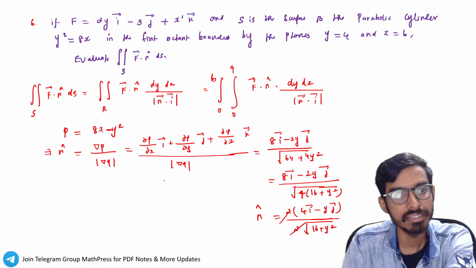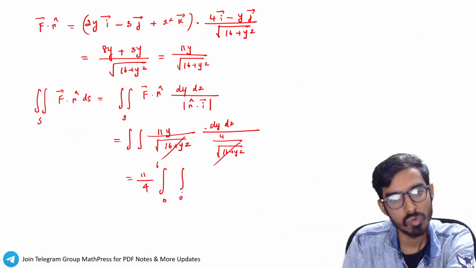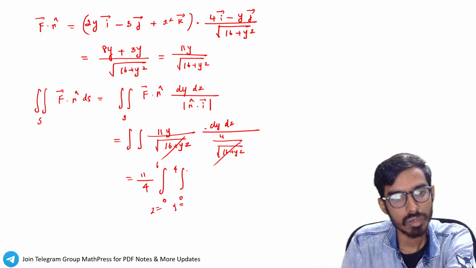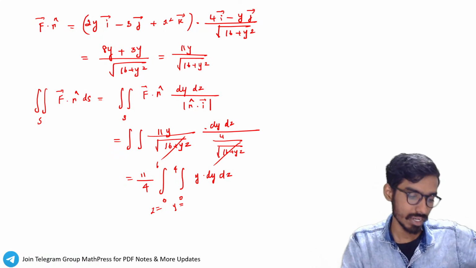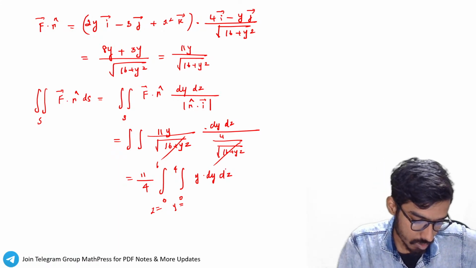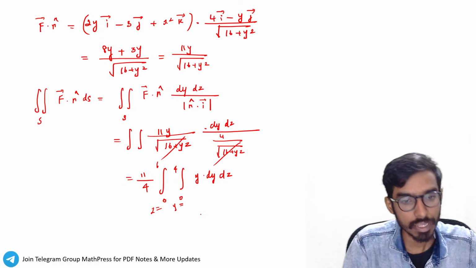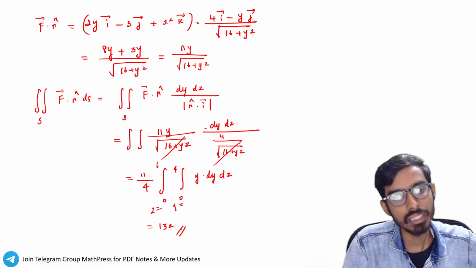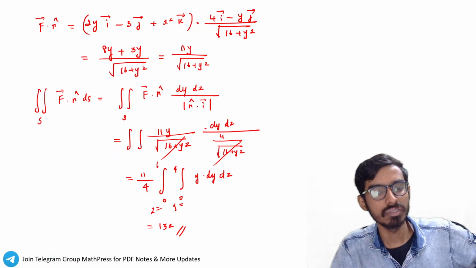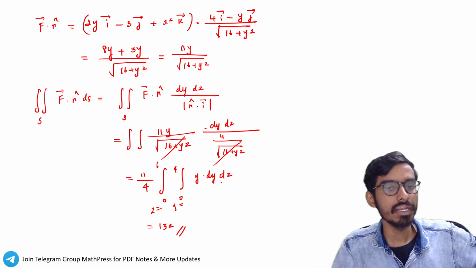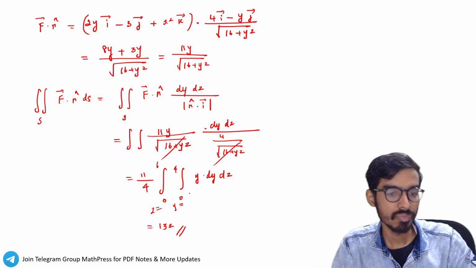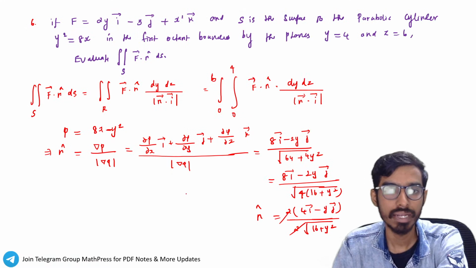So z varies from 0 to 6, y varies from 0 to 4, with 11 by 4 taken outside, so y into dy dz. Now I think you can easily do this. The integration of 11 by 4 y is y square by 2. Put the upper and lower limits, evaluate dy, and then integrate with respect to z. So overall, you're going to have 132 as your answer. Very easy to perform.